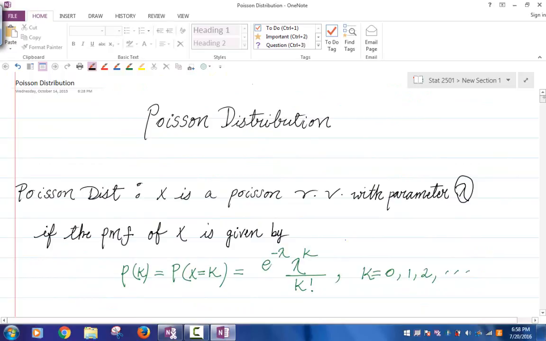The topic of this video is an introduction to Poisson distribution. A random variable x is called a Poisson random variable with the parameter lambda if the PMF, or the probability mass function, of x is given by the equation P(k) = the probability that x is k is equal to e to the negative lambda, lambda to the k, divided by k factorial, where k is a non-negative integer.